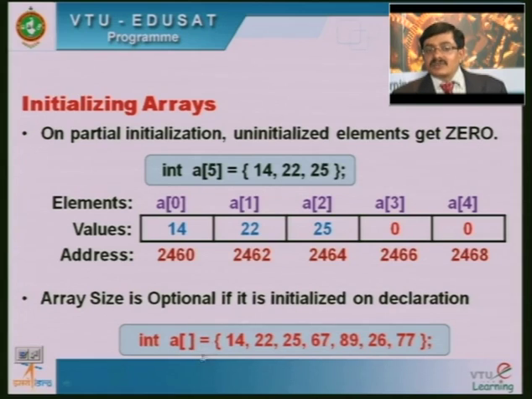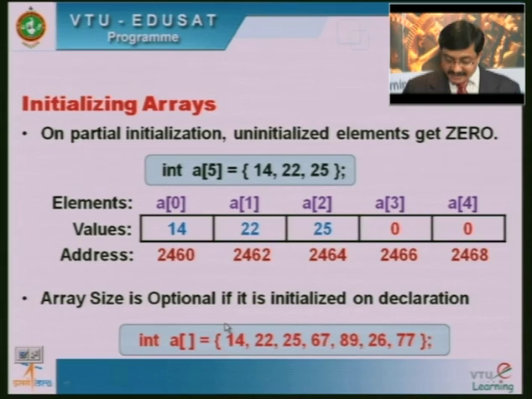But in this particular situation, since I am not mentioning the size of the array, I am just mentioning the elements that could be stored in the array. So the array size will be computed as the same as the number of elements I am specifying at the time of initialization. When I am initializing an array at the time of declaration, the size of the array is optional. So a of 0 is 14, a of 1 is 22, a of 2 is 25, a of 3 is 67, a of 4 is 89, a of 5 is 26, and finally a of 6 is 77. So 0 to 6. The total number of elements present in this array is 7.